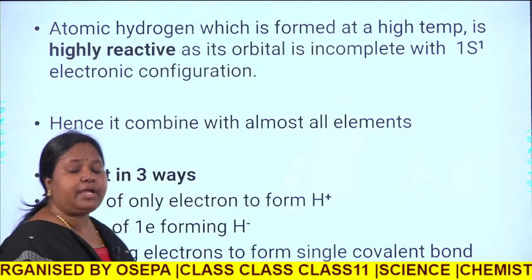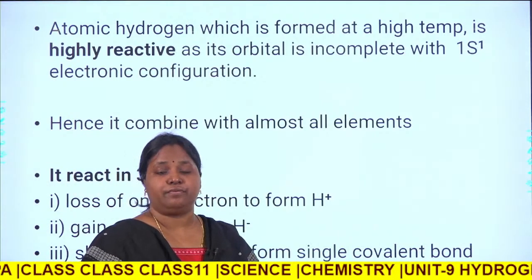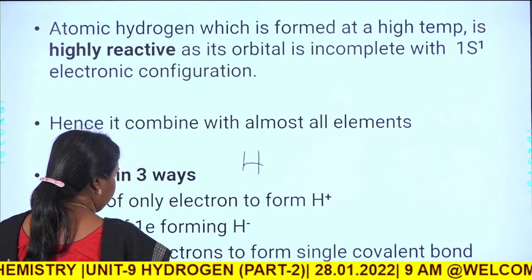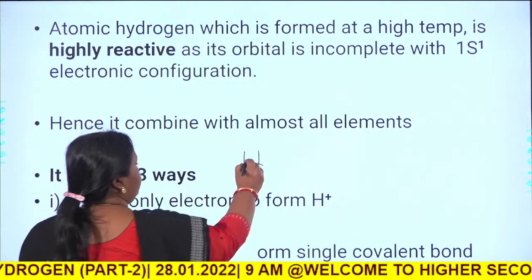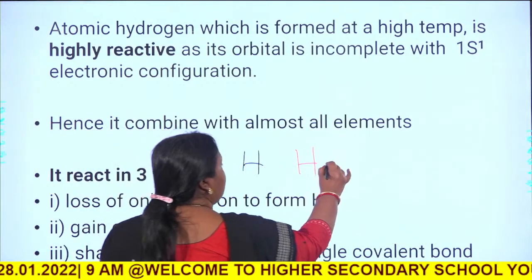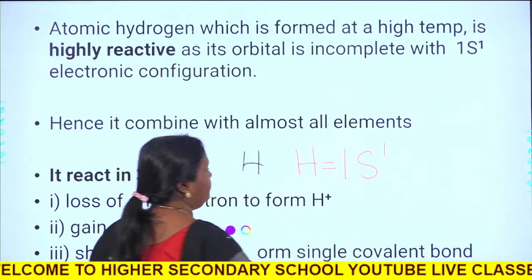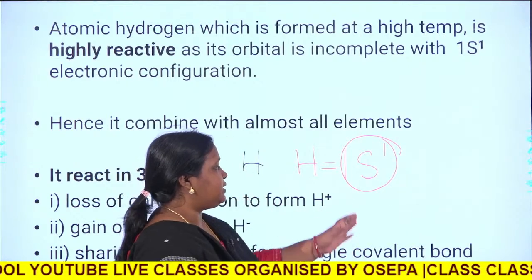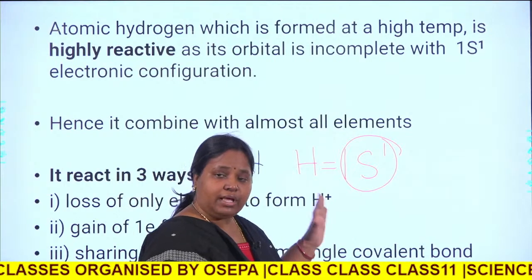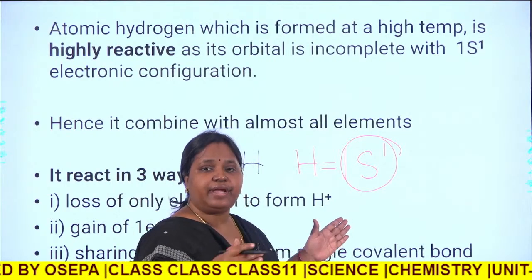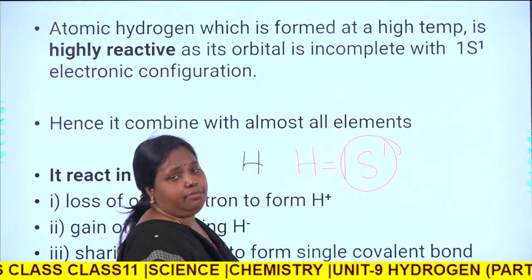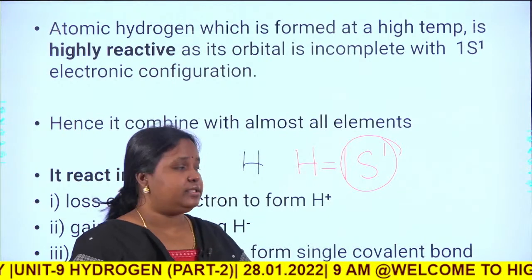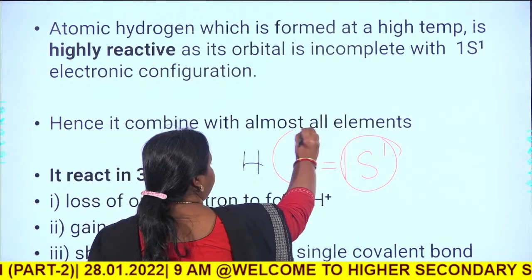But once atomic hydrogen is formed, it is quite reactive. Why? You know the atomic configuration of hydrogen is 1s1. So the orbital is half filled, not complete. Since it has a half filled orbital, once the hydrogen atom is formed, it will react very quickly. Mark, hydrogen reacts with almost all the elements present in the periodic table. This is due to the reactivity of this hydrogen atom.